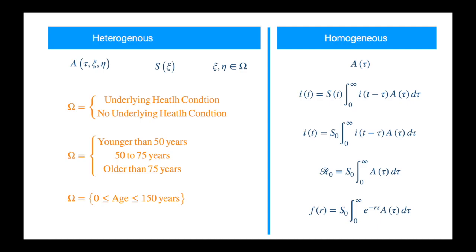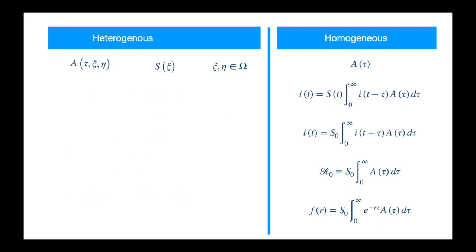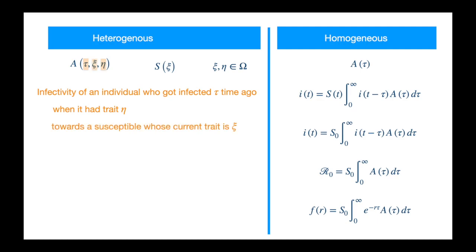Of course, here we are talking about generation view, so these distributions will change from generation to generation, and this is the main modeling question. Now back to our infectivity function or infectivity kernel. It represents the infectivity of an individual who was infected tau times ago while having trait eta towards the susceptibles who has the trait xi.